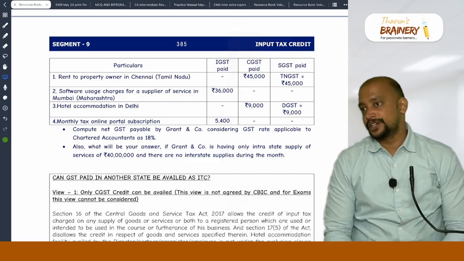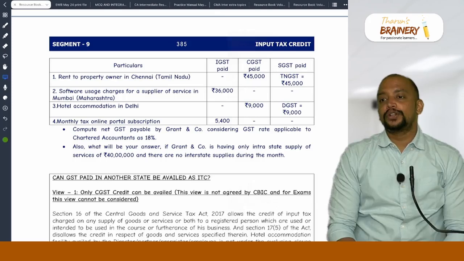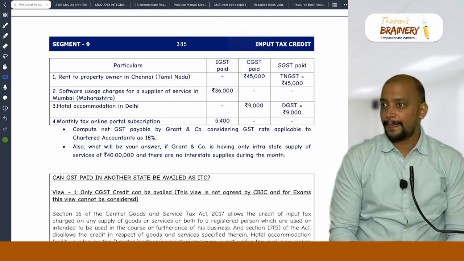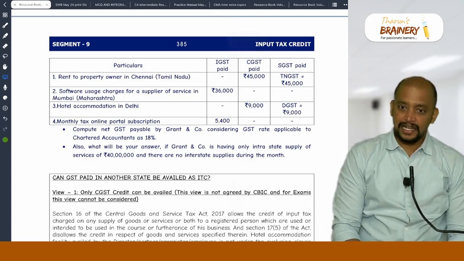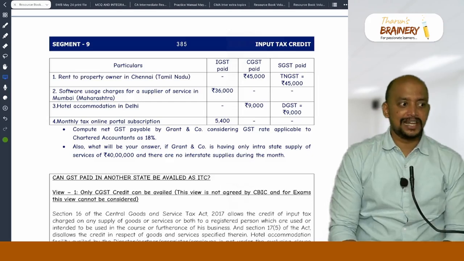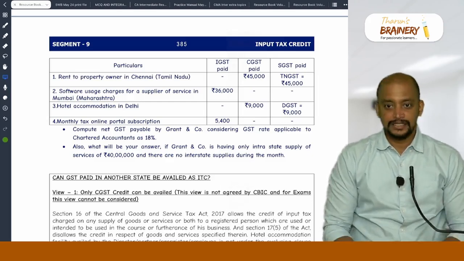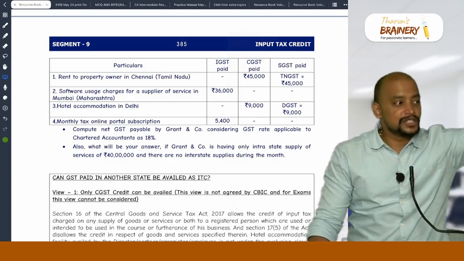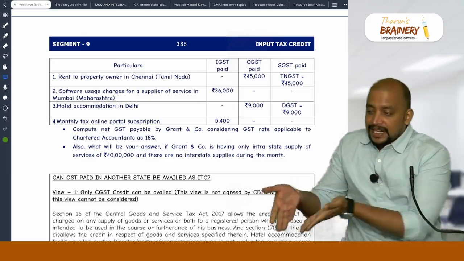Now my question to you. How can they take this credit? If they want to take, is there any way that they can take this credit? Have a registration in Delhi, okay. So they will take ITC in Delhi, but no liability in Delhi, liability is in Tamil Nadu.